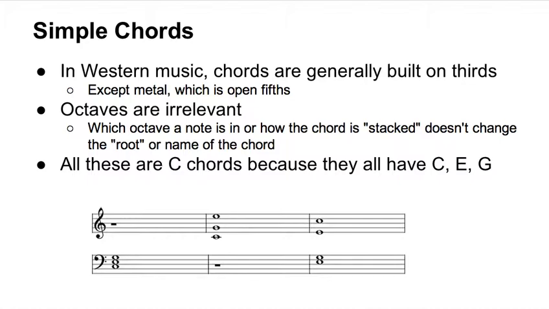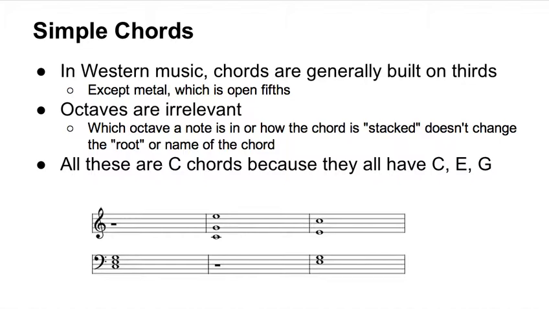In the music that we play, octaves are irrelevant most of the time, which means that which octave a note is in or how the chord is stacked actually doesn't change the root or the name of the chord. For example, all of the chords listed at the bottom there are C chords because they have C, E, and G, even though C is not in the root on the last one. The first one is C in the bass, E above that, and G above that, and that's a C major chord.